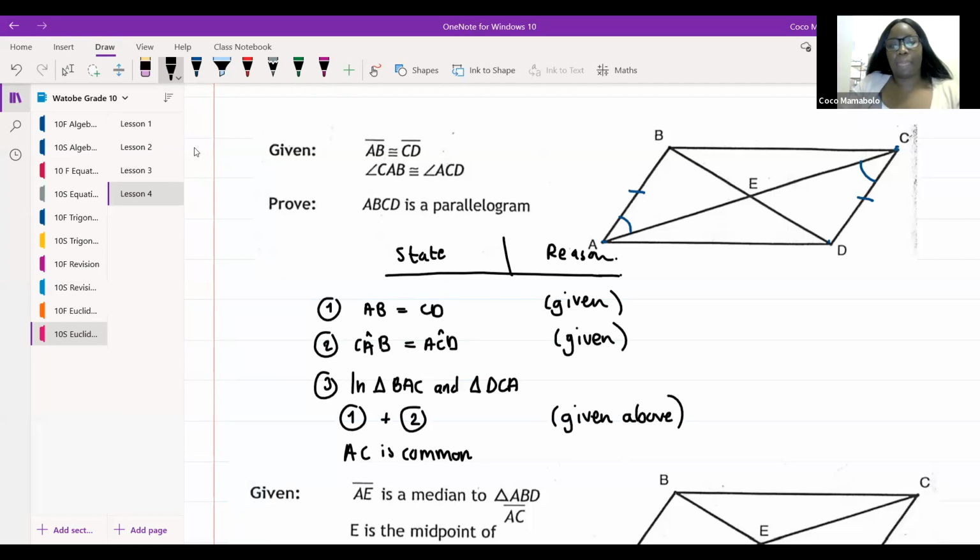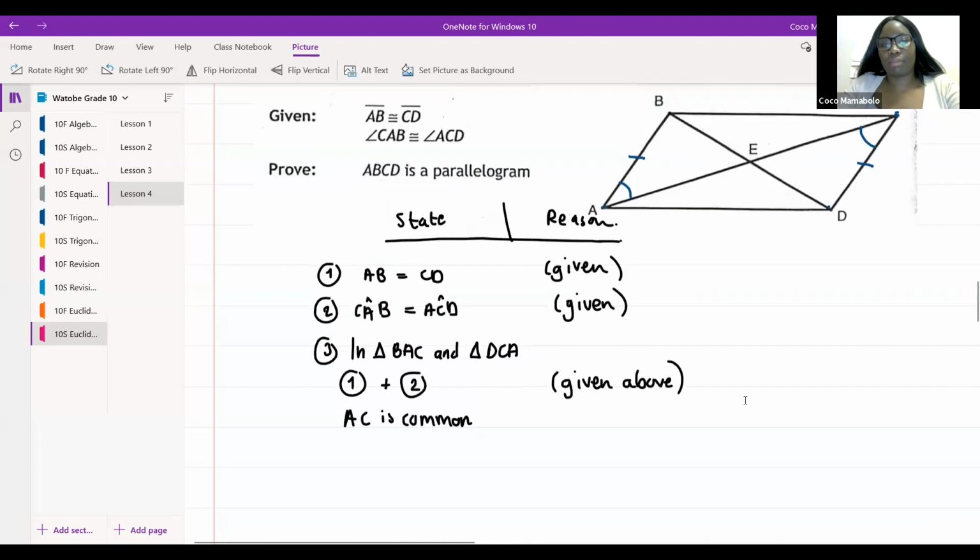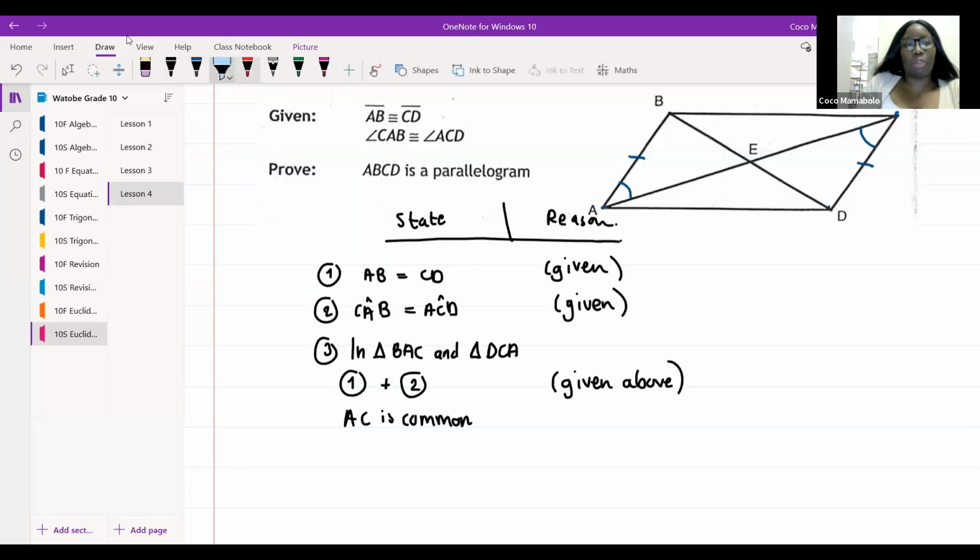Yes, Tiana. What if we say BD is common? Does it still work? Yes, you can say that. Here's my problem, Tiana. If I say that BD is common, that means I'm working in this triangle. And my problem with that is I don't even have a full angle over there. You see how I only have half an angle? Where did this part go? So it's going to be a little bit difficult for us to prove anything in those triangles. Let's open.